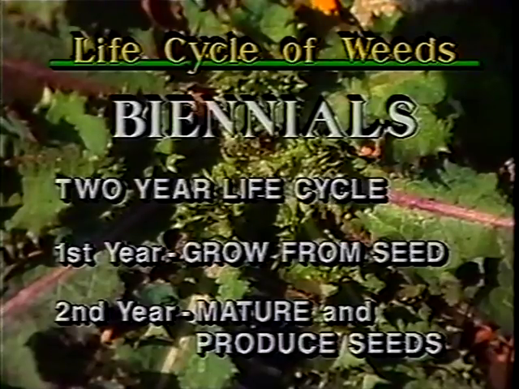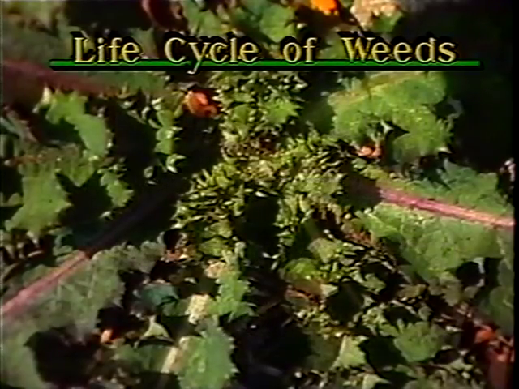Biennials are plants with a 2-year life cycle. The first year, they grow from seed and produce a heavy root and compacted cluster of leaves. The second year, they mature, produce seed, and then die. An example is bull thistle.